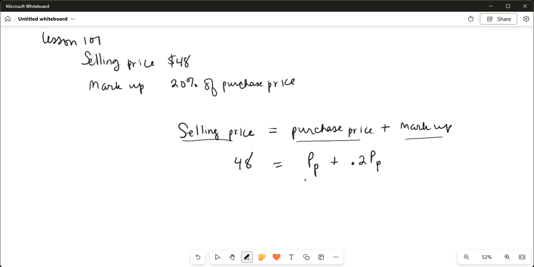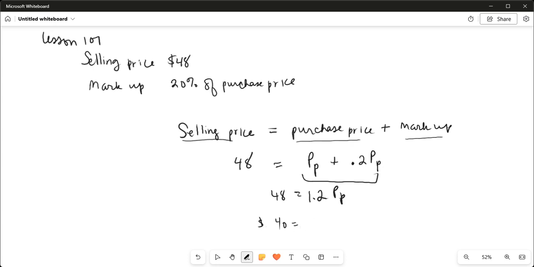Okay, so we add these two together because this one here represents 100%, right? So it's going to be 1.2 PP equals 48. And then we just divide 48 by 1.2. So that's 40. So the purchase price is $40.